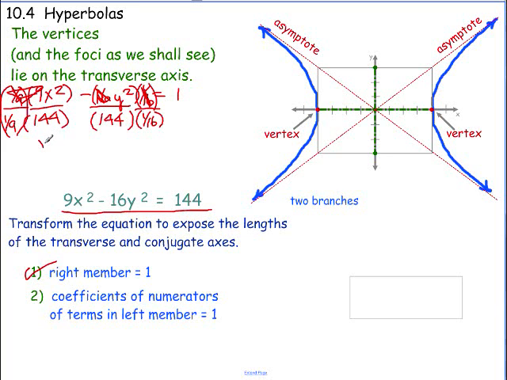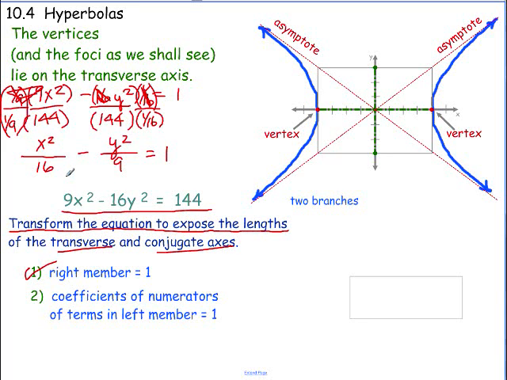I'll have x squared over, when I divide 9 into 144, I get 16. And I'm going to subtract. When I divide 144 by 16, I get 9. Okay, so I have transformed the equation. And how has that exposed the lengths of the transverse and the conjugate axes?